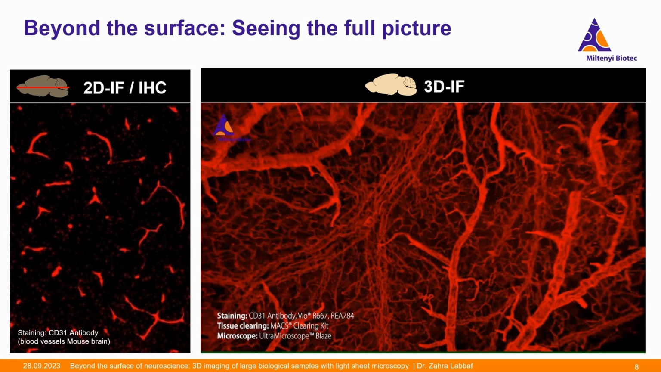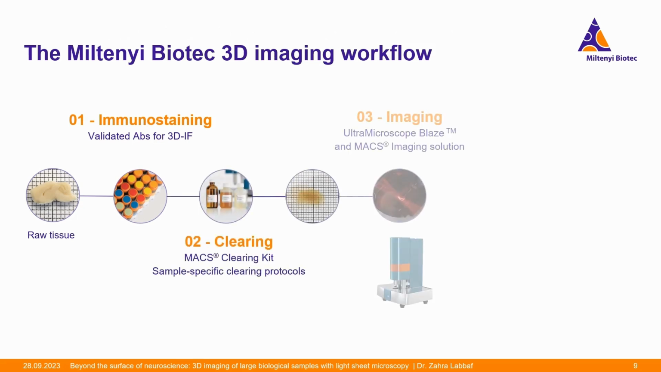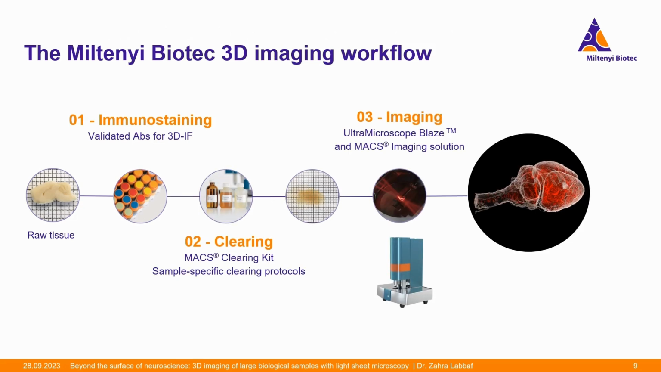Now let's have a look at the different steps that are needed for 3D imaging. A general workflow for 3D imaging involves several key steps. First step is immunostaining, followed by clearing of the whole organ, and finally image acquisition using the light sheet microscope. At Miltenyi Biotec, we offer a solution and support you through the complete workflow. We have validated antibodies for 3D immunostaining that are specific for neuroscience and immuno-oncology applications. We have the MACS clearing kit that is complemented with sample-specific clearing protocols for clearing of biological samples.